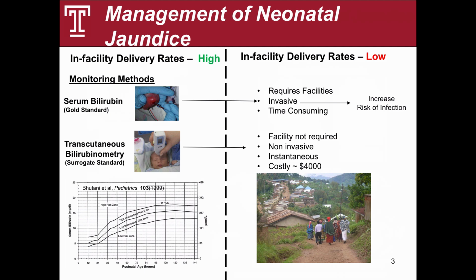What that simply means is that in the U.S. or other high-income settings, more babies are being delivered in hospitals, versus in low-income settings where they're being born in villages.